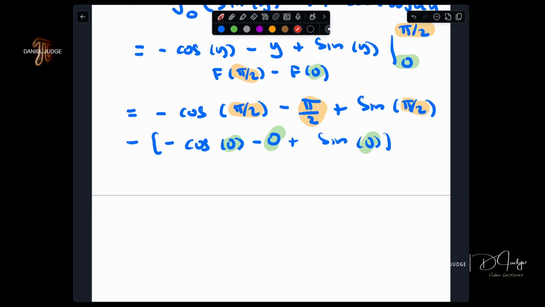So now we've got to think of what's cosine of 90 degrees. You've got to think of those cosine curves. Cosine of 90 is 0, sine of 90 is 1. Cosine of 0, ladies and gentlemen, is 1, and sine of 0 is 0. So we get negative pi over 2 plus 1 minus negative 1.